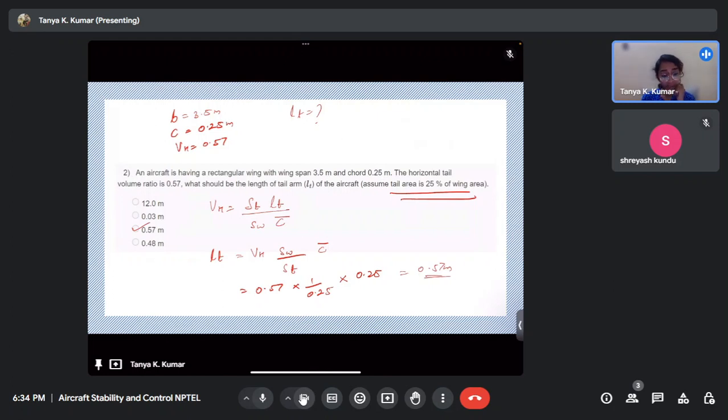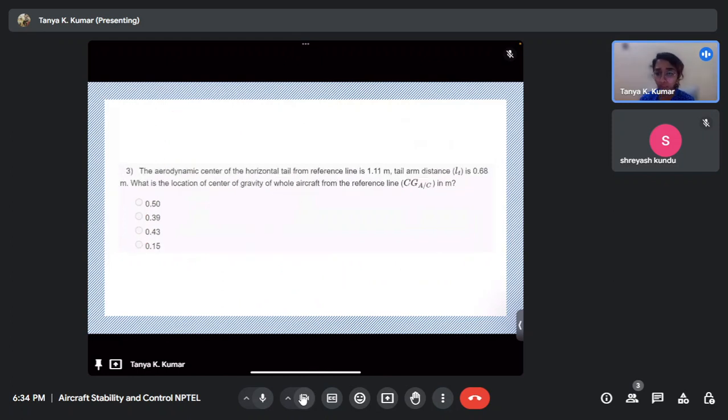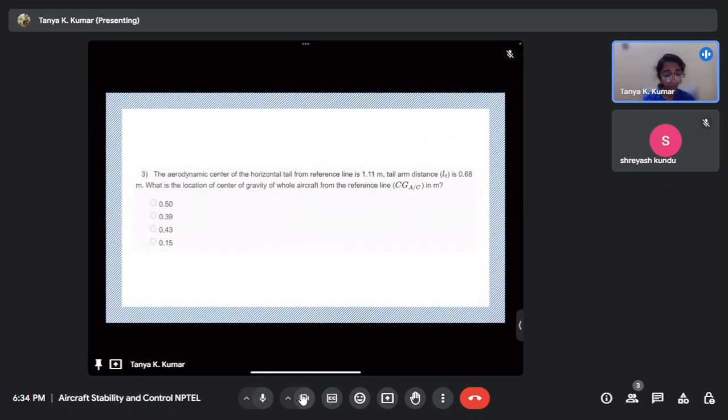Okay. The aerodynamic center of the horizontal tail from reference line is 1.11 meter. Tail arm distance is 0.68 meter. What is the location of center of gravity of the whole aircraft from reference line?